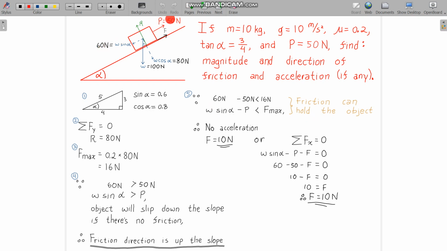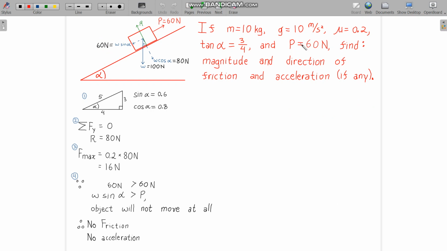And here the difference, or the net force, is only 10, due to this W sine and P. So the object is stationary, no acceleration. The friction force is just 10, it's not 16, because it's only to balance this 60 downwards, 50 upwards. We need to balance it, so the friction is only 10.